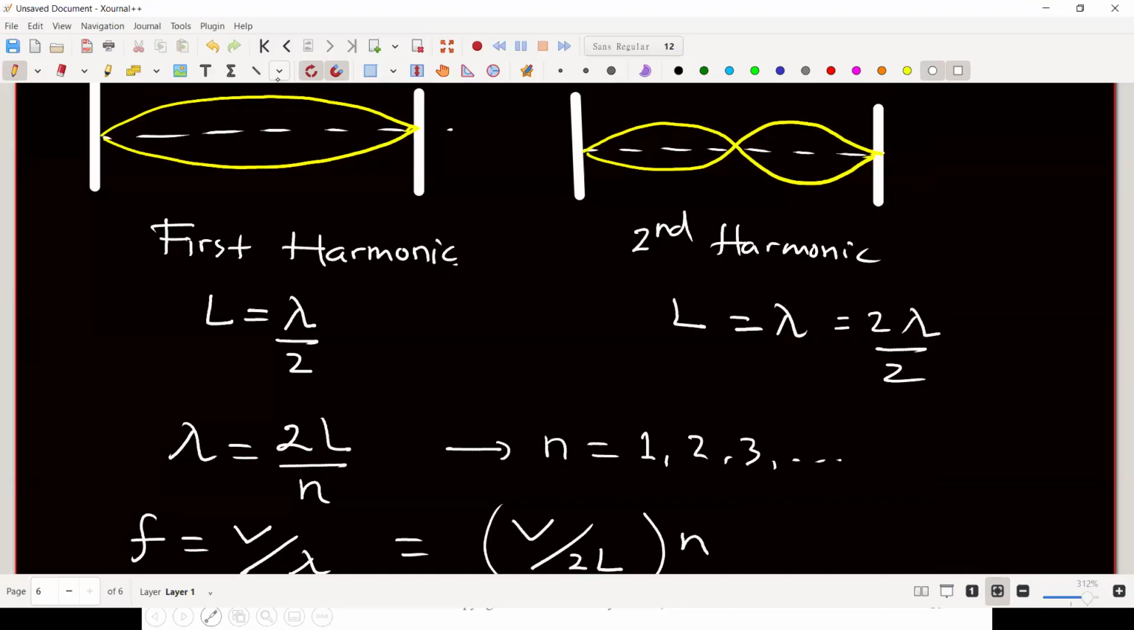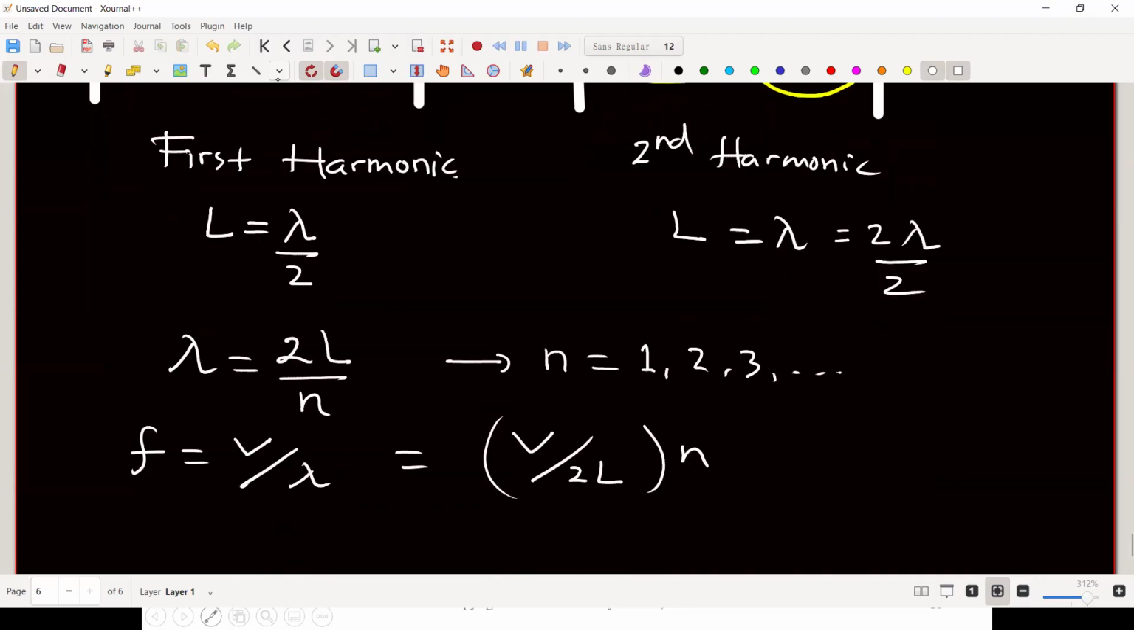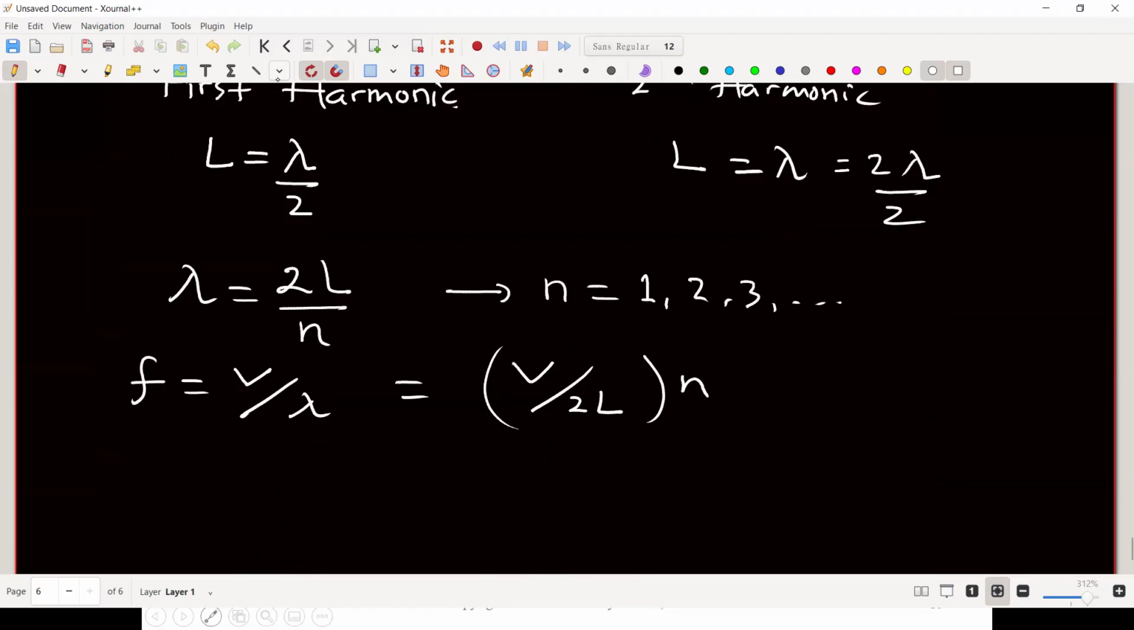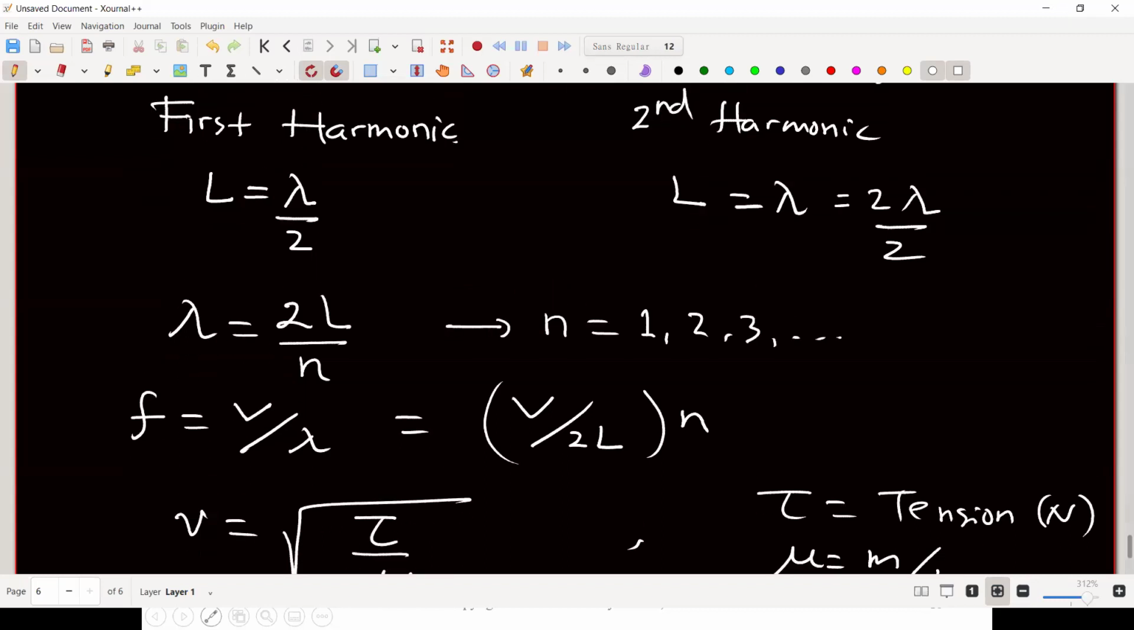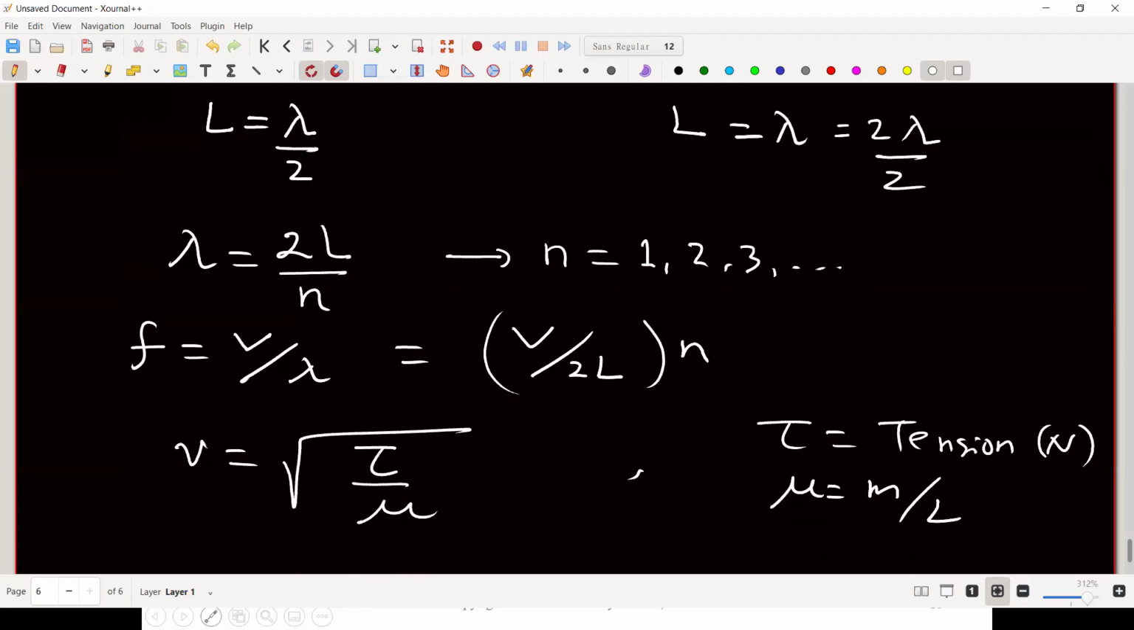Then remember the velocity. You can use the velocity of a wave on a string. So v here is equal to the square root of tau divided by mu, where tau is the tension in Newtons, and mu is the mass per unit length.